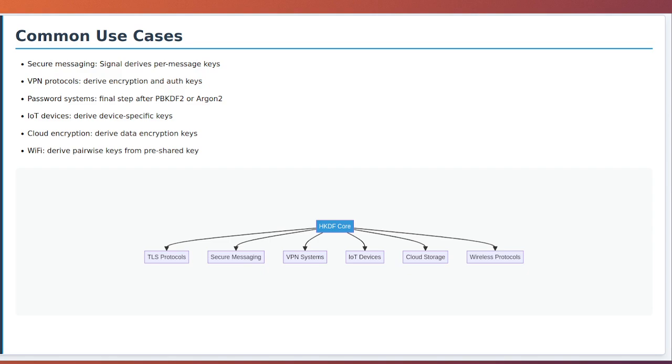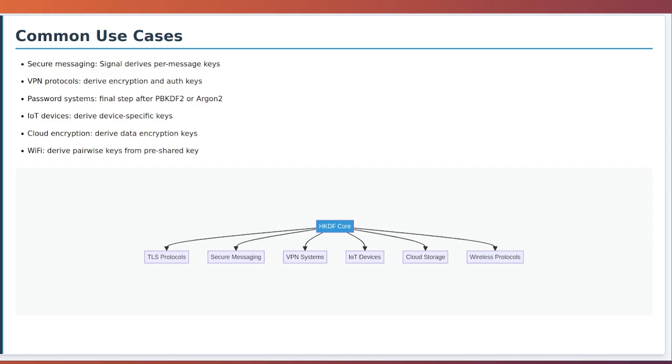Second, VPN protocols use HKDF to derive encryption and authentication keys from the master secret established during connection setup. Third, password-based key derivation systems use HKDF as a final step after running the password through a computationally expensive function like PBKDF2 or Argon2. Fourth, IoT devices use HKDF to derive device-specific keys from a master key, allowing unique credentials for millions of devices while only storing one master key in the manufacturing system.